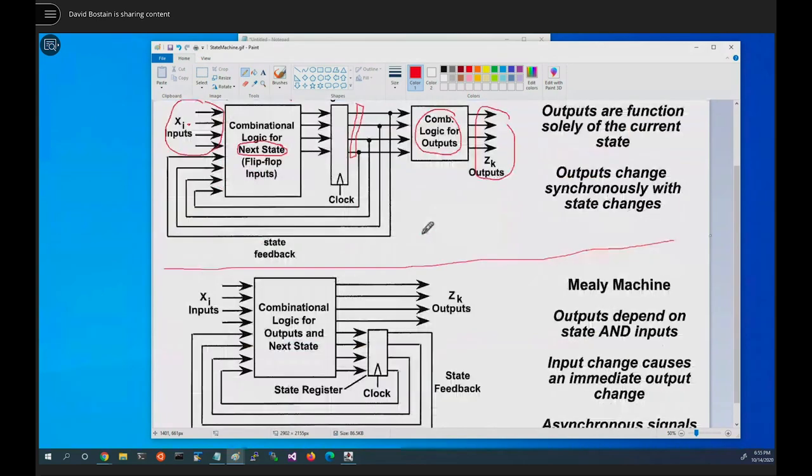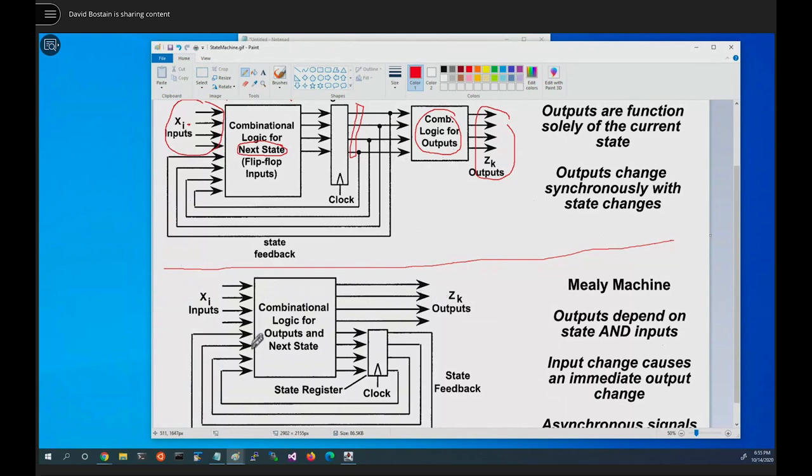Now, what are the differences between these two? Well, in the Moore machine, the outputs are a function solely of the current state. See that? Only the current state is driven into this. However, on a Mealy machine, not only are the outputs using the current state, but this one set of combinational logic is not only generating the next state, it's generating the current outputs. That means the moment an input changes, the output changes immediately. Perhaps, I mean, it might be exactly the same output, but theoretically it changes.